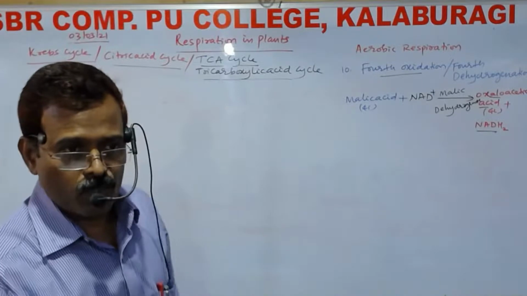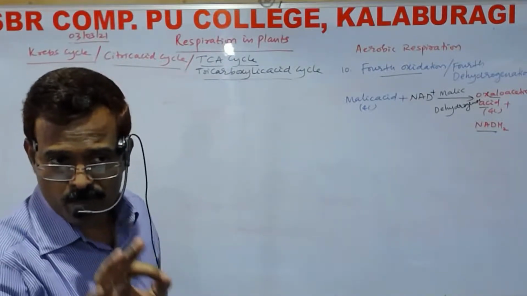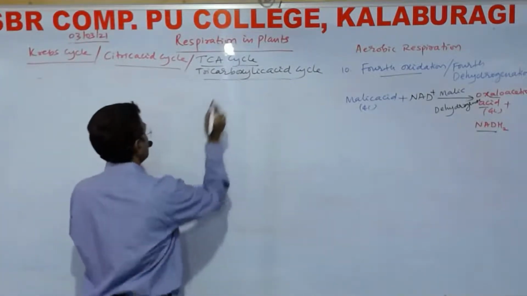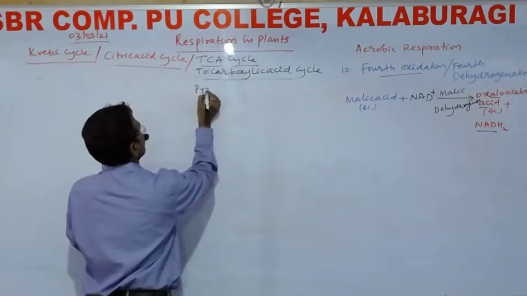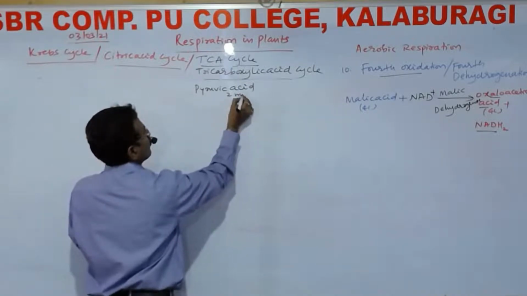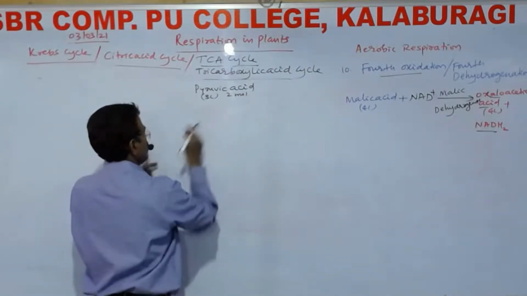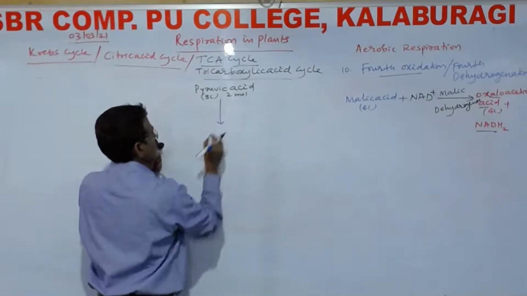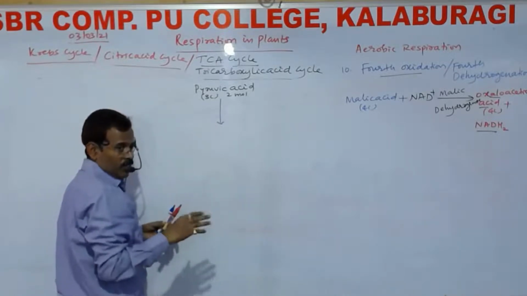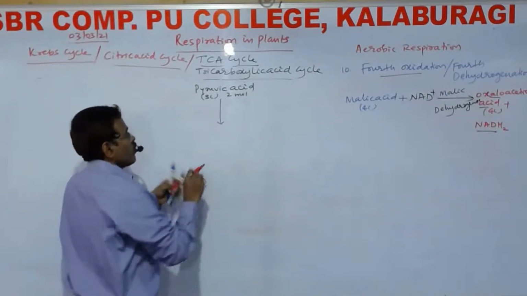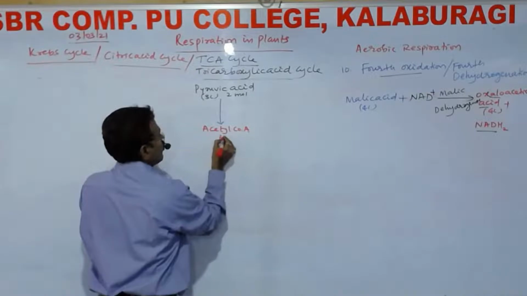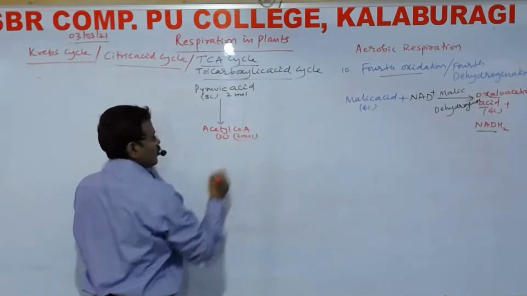So there will be 2 turns for the completion of one Krebs cycle. Keep it in mind. Pyruvic acid, 2 molecules, 3 carbon compound. It undergoes the preparatory step. After the preparatory step, the Krebs cycle will commence. So what will we get here now? Acetyl coenzyme, 2 carbon, 2 molecules.